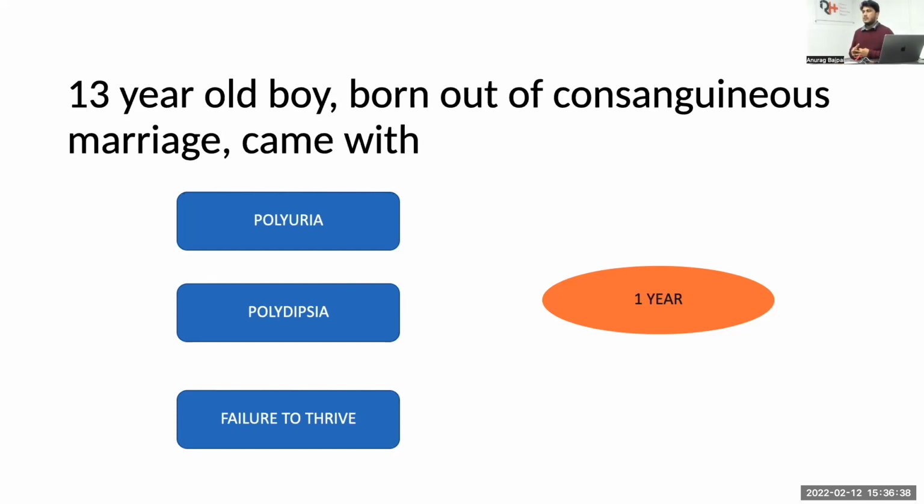A 1 year old will not give all that. So at 1 year of age, acidotic breathing, rickets, and dehydration, that's what you said, which are not there, that also becomes very important. Now, out of these, which one do you think can still be there at 13 years of age? Which possibilities are more likely?